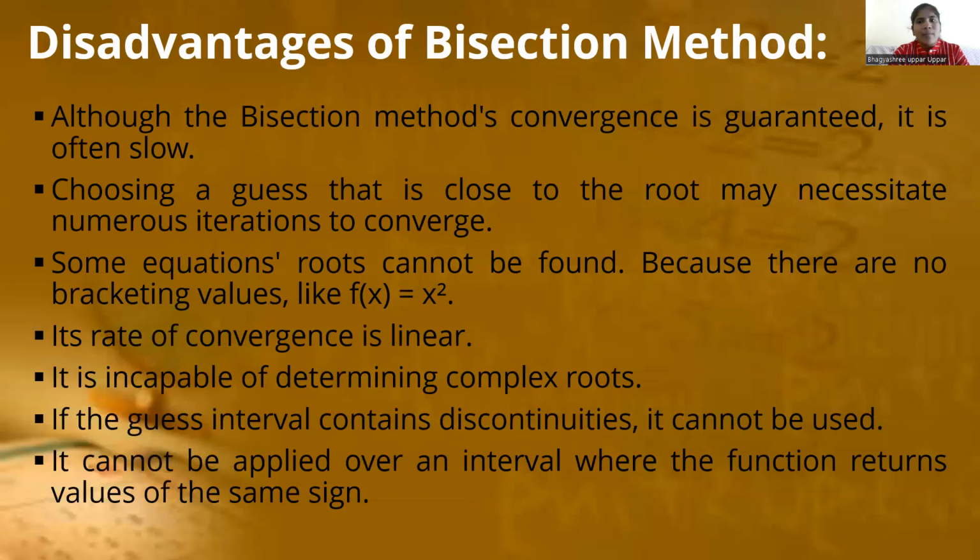The disadvantages of bisection method are: although the bisection method's convergence is guaranteed, it is often slow. So choosing a guess that is close to the root may necessitate numerous iterations to converge. Some equations' roots cannot be found because there are no bracketing values, like f(x) equals x squared. Its rate of convergence is linear.